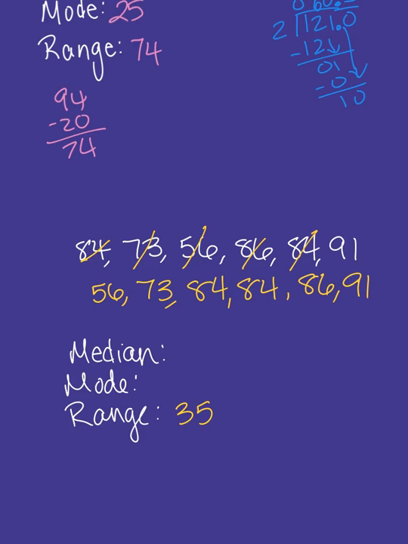My mode, the one I see the most often, 84. Now my median, all right, let's cross one out, cross one out, cross one out, cross one out. I have two middle numbers. Well, what's between 84 and 84? 84. So my median is 84.